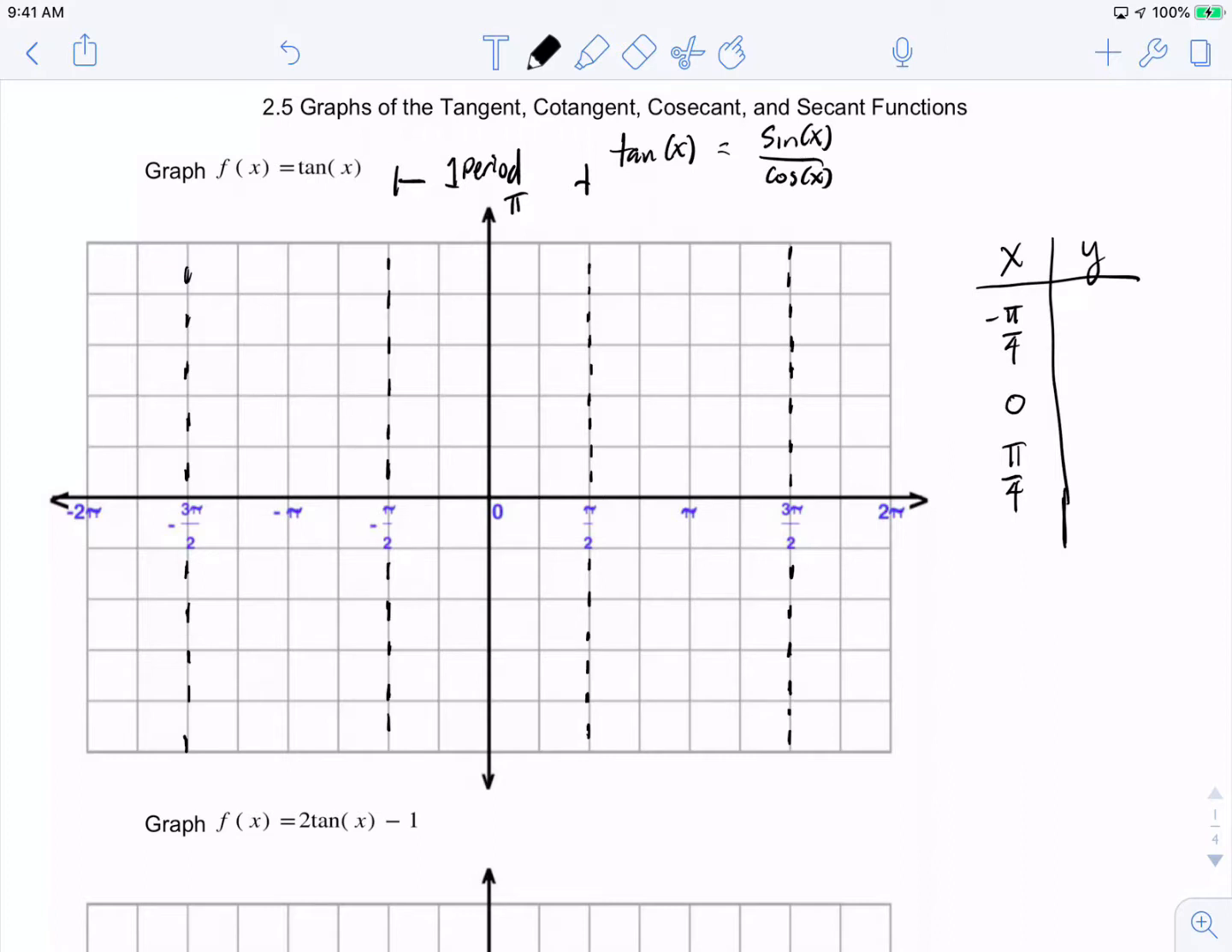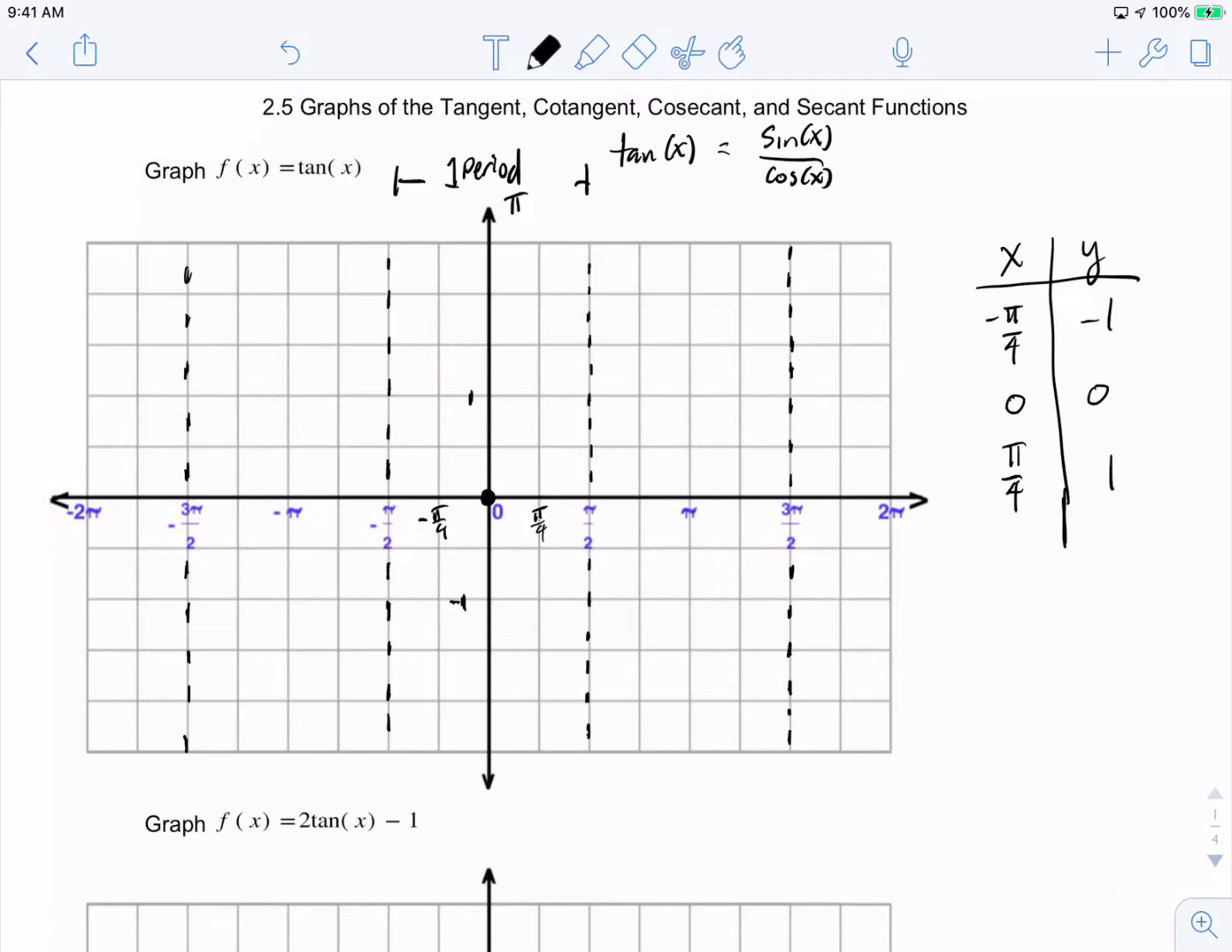And so I'm going to get for negative pi over 4, tangent's going to be negative 1. At 0, tangent will be 0. And at pi over 4, it's going to be 1. So we're dealing with this middle section. So 0, 0 is right here. Let's call this 1, and we'll call this over here negative 1. So this will be negative pi over 4, and this will be positive pi over 4.